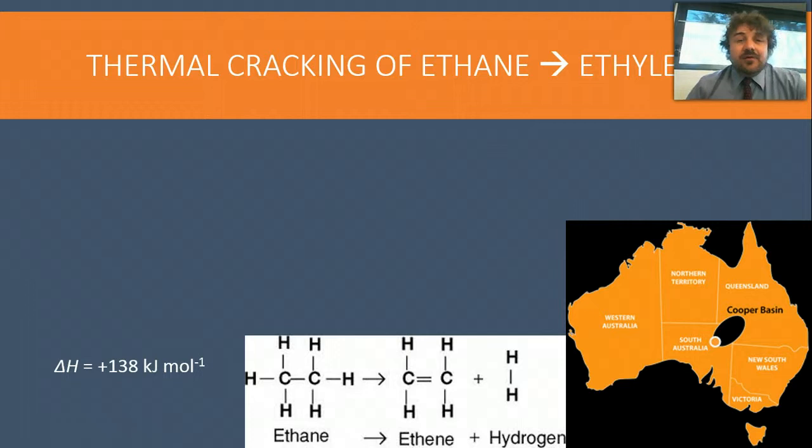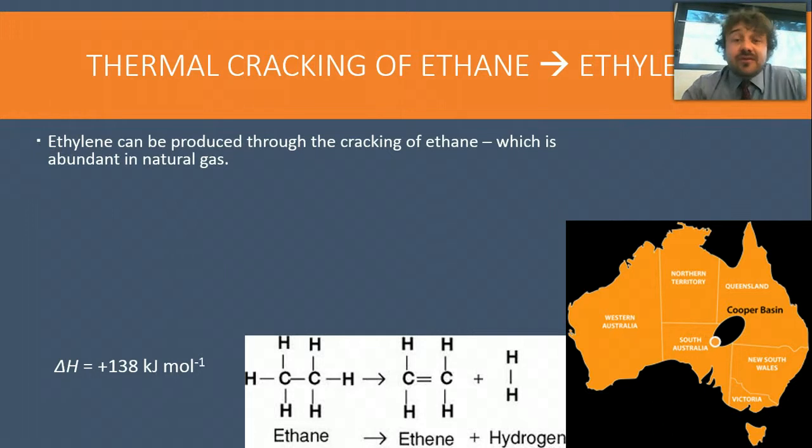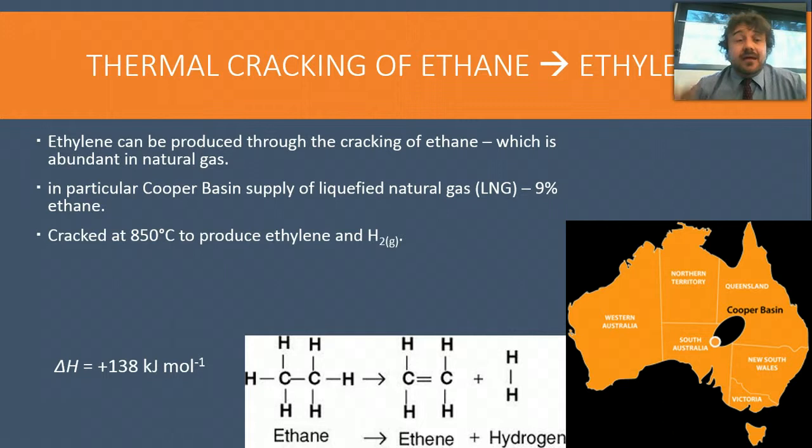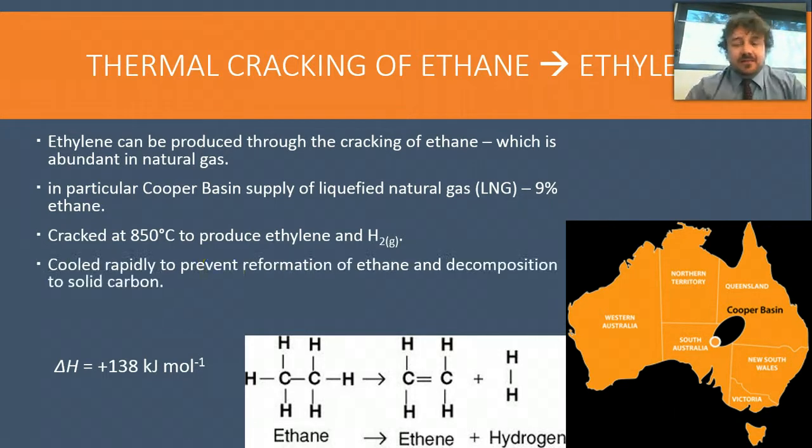So how do we get it? We crack it. Ethylene can be produced through the cracking of ethane. Ethane is actually fairly abundant, and the Cooper Basin across Queensland and South Australia is one of the main sources of it in Australia. The LNG at the Cooper Basin is 9% ethane, and that's a lot. We crack it at about 850 degrees to produce ethylene. It's then cooled rapidly to prevent ethane from reforming.